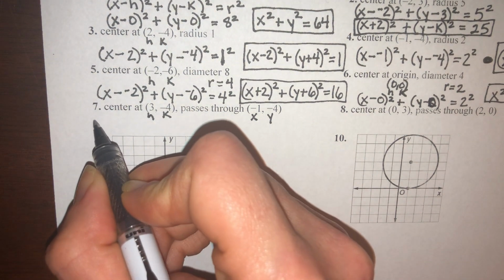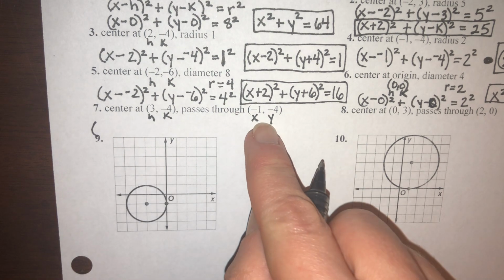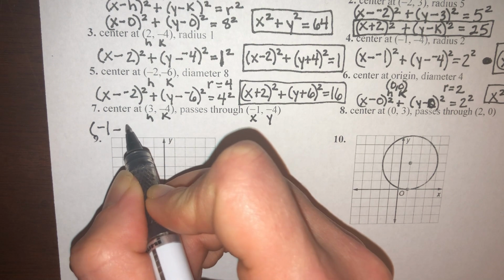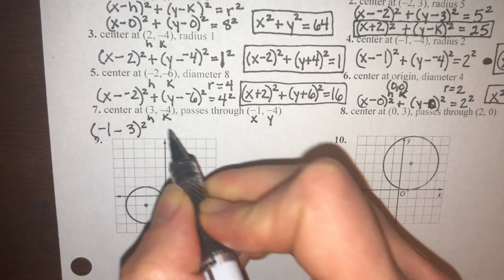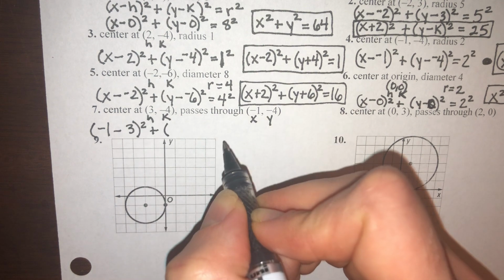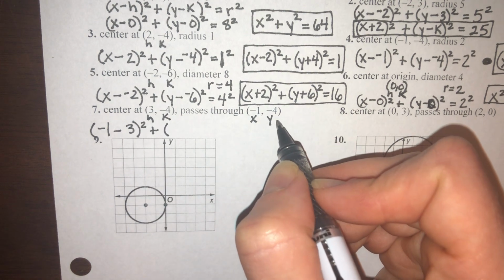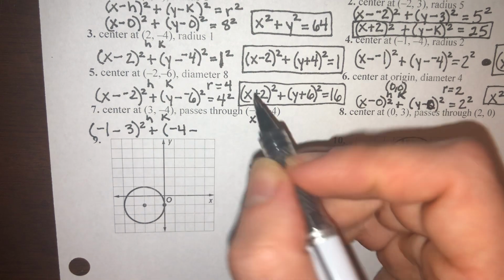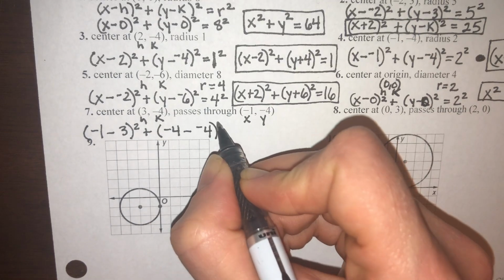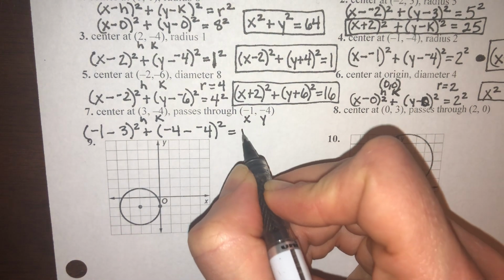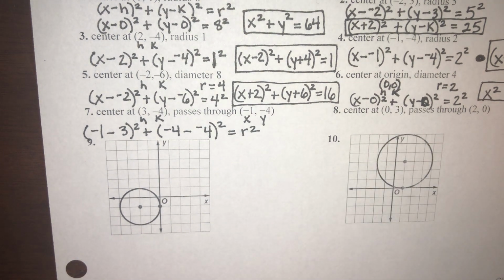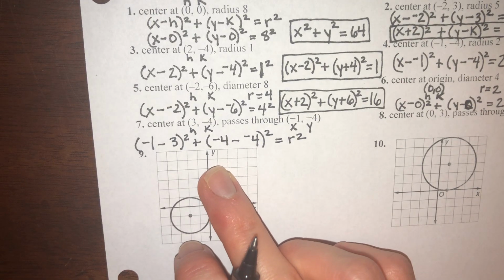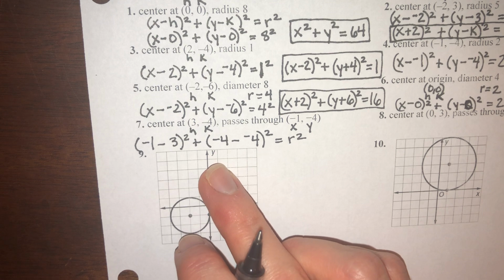So we'll say, start with x. X is negative 1 minus h, which is 3, close parentheses squared, plus new parentheses y, which is negative 4, minus k, which is negative 4, close parentheses squared, is equal to r squared. And we're trying to solve for r. Now, if you have a calculator, you could use that to figure this out. If not, we can just do it one piece at a time here.